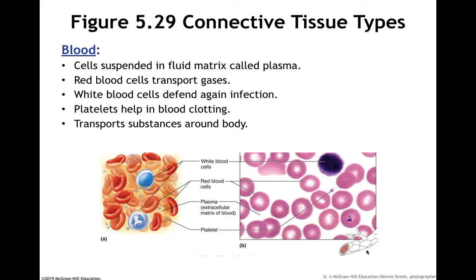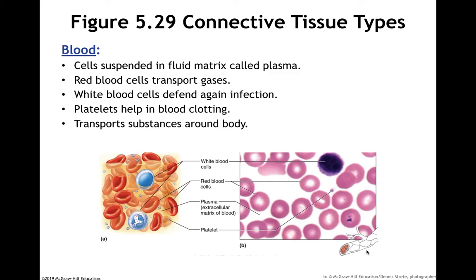So blood is suspended in a fluid matrix, and when that matrix is in the form of a fluid, we call it plasma. It can transition into a semi-solid during the process of clotting. We'll get to that later in the year. The red blood cells, which are not true cells, can be thought of as bags of hemoglobin. They are fragments of a cell.